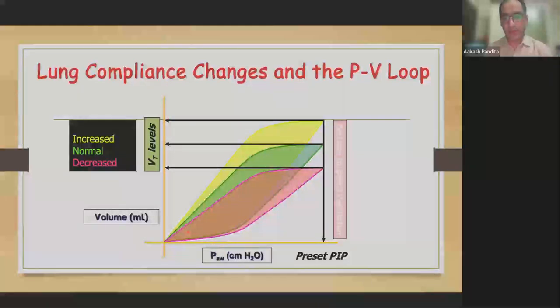Normally the slope forms a 45-degree angle with the x-axis, where the pressure is plotted, and the volume is plotted on the y-axis. Whenever the curve is shifted to the right, that is for the same change in pressure, there is less volume achieved, that is because of the decreased compliance as can be seen in RDS. Whereas if we give surfactant or if the lung is very compliant, for the same change in the pressure, a good amount of volume is reached. So this curve also tells us about the compliance of the lung.